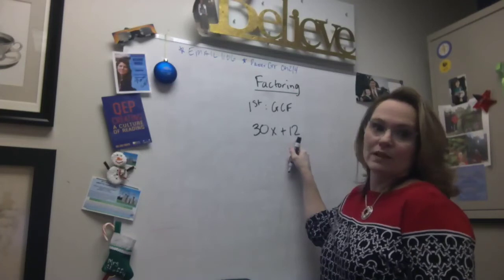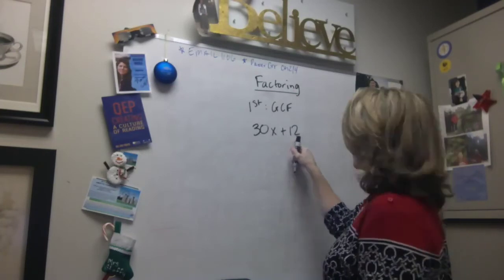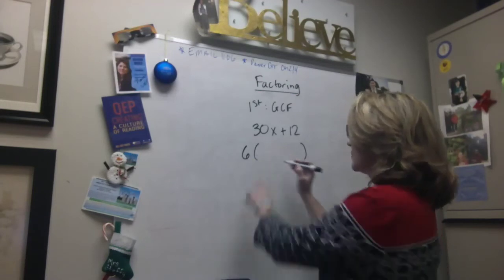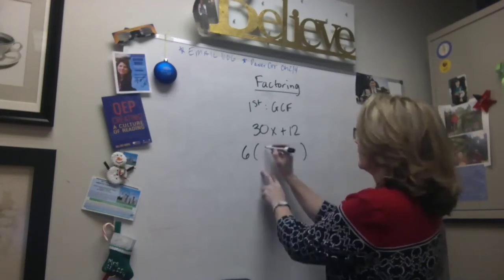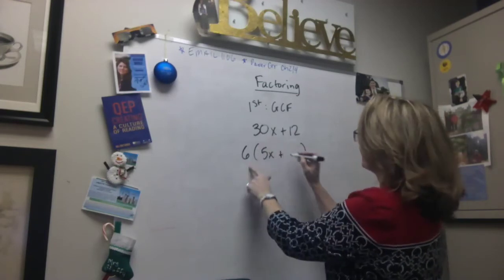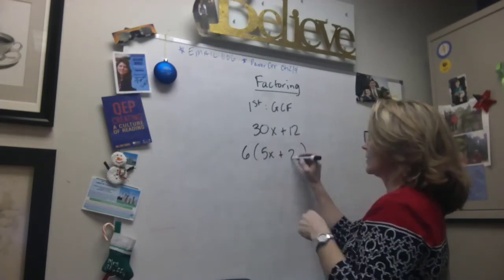If I have something like this, I can see that both of these are even, but I can see that even bigger than a 2, I could pull out a 6 from both of these. So if I pull out a 6, that would leave me with 6 times what? 5x. 6 times 5x would be 30x. 6 times what gets me 12? That would have to be a 2.